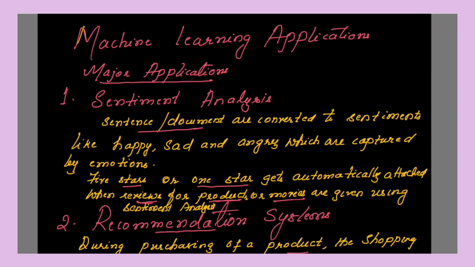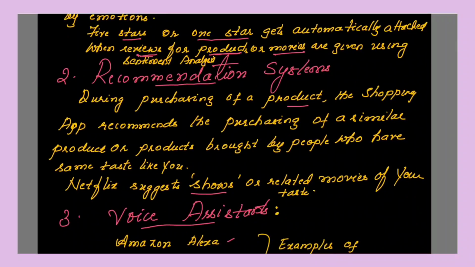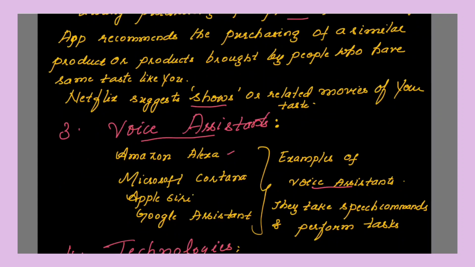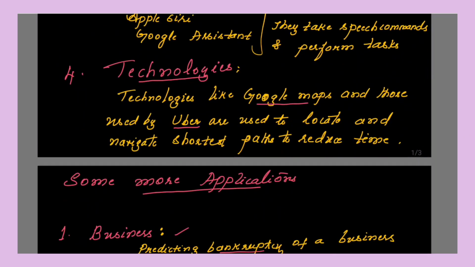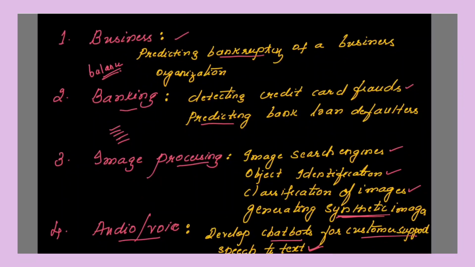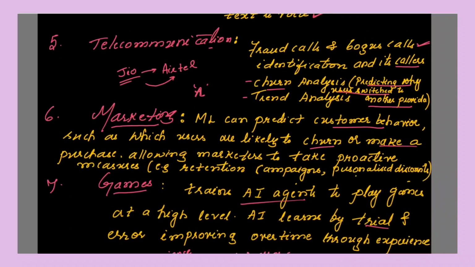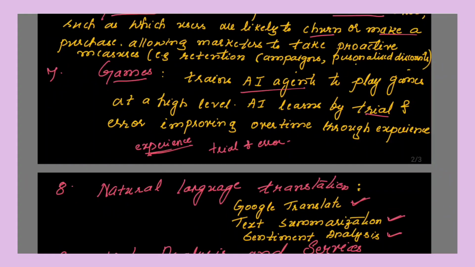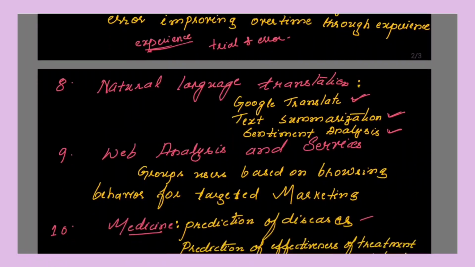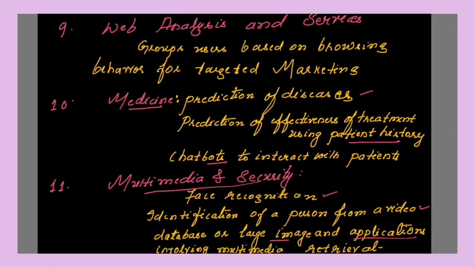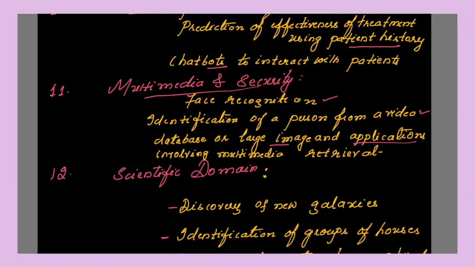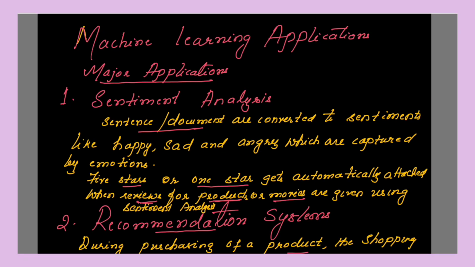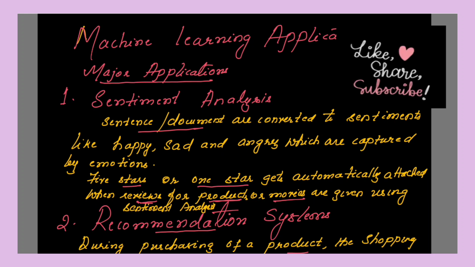I will just read out once again the headings: major applications, sentiment analysis, recommendation systems, voice assistants, technologies, and in some more applications we have business, banking, image processing, audio, telecommunications, marketing, games, natural language translation, web analysis and services, medicine, multimedia and security. There are altogether 16 headings here under the applications. So this is definitely going to cover all the applications of machine learning.